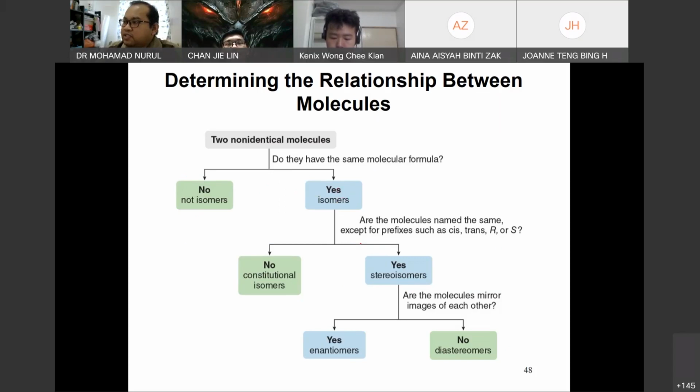Are the molecule names the same except for the prefix such as cis, trans, R, S? If no, they could be constitutional isomers. If yes, they are stereoisomers, but you have to answer the next question also. Are the molecules mirror images of each other? If yes, they are enantiomers. If no, they are diastereomers. Okay, that is a summary of what we have covered for this chapter 5.